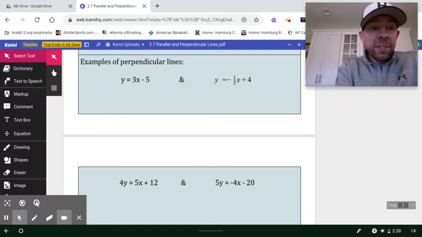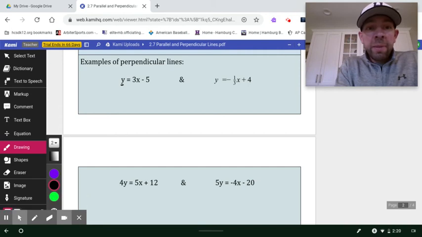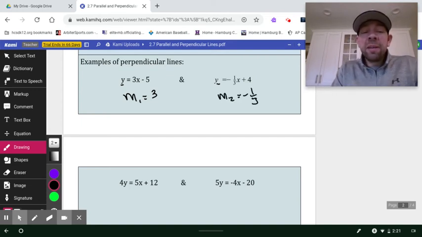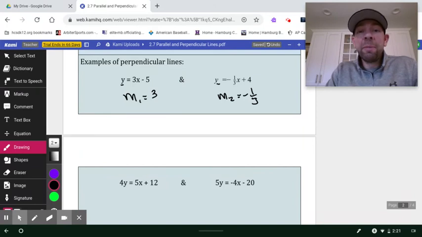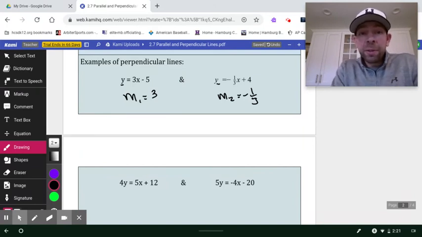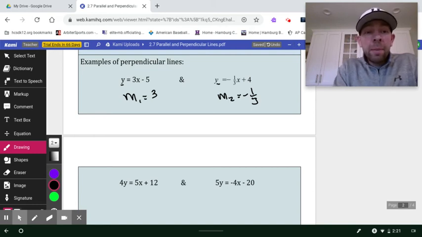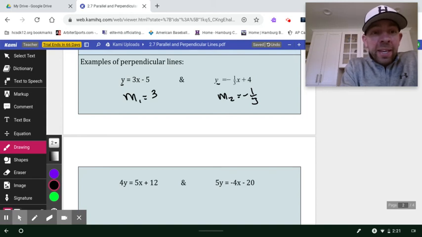So again, this first example is really nice because the y is already by itself that we see here. So this line has a slope of 3. This line has a slope of negative 1/3, and these are examples of two numbers that are opposite reciprocals of each other, or negative reciprocals, and therefore these lines are perpendicular. Maybe, you know what, let's take a moment and just practice negative reciprocals. If I had 2/3, the opposite reciprocal would be negative 3/2.